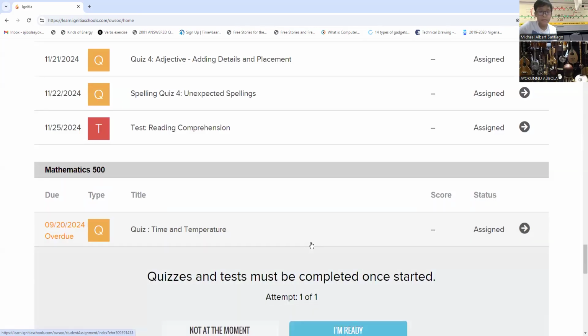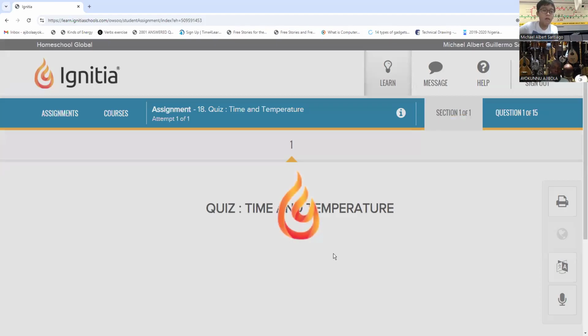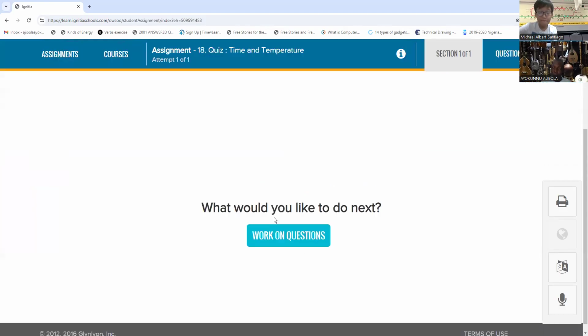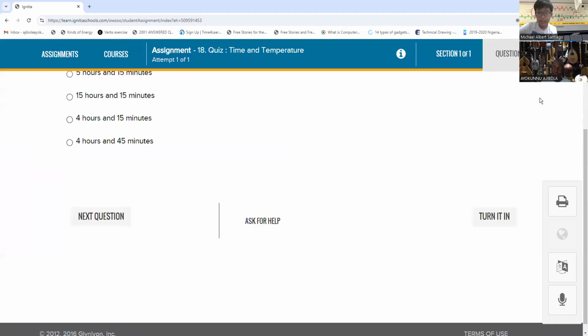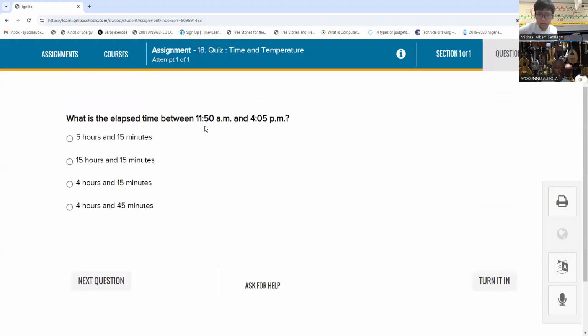So let's quickly look at this quiz, okay? It's about time and temperature. Please, I want you to concentrate on the quiz, time and temperature. So, starting right away. This one says, what is the time elapsed between 11:50 a.m. and 4:05 p.m.? Can you guess the answer?